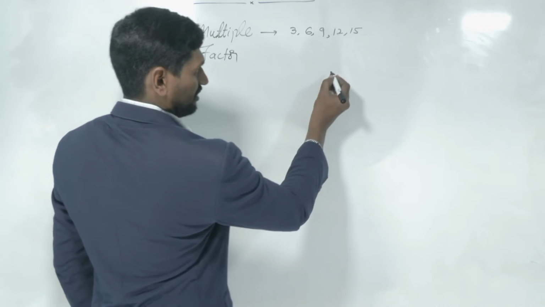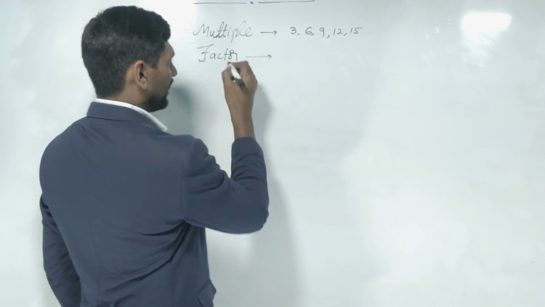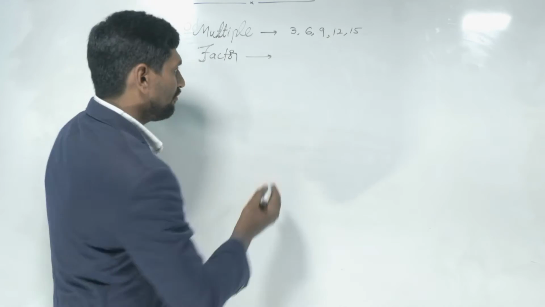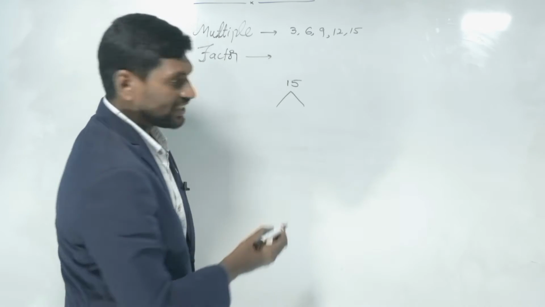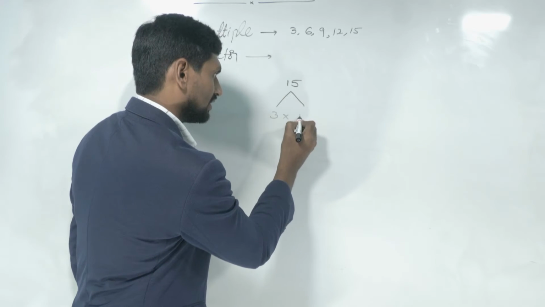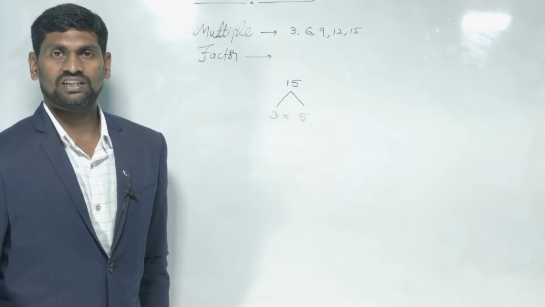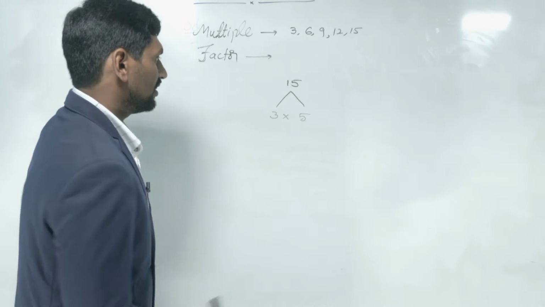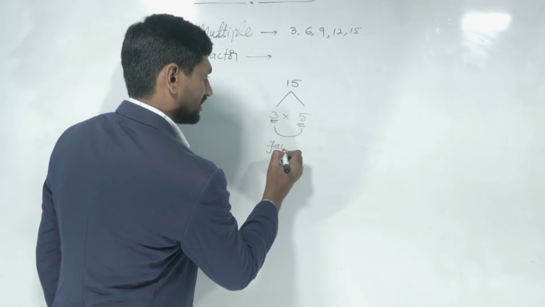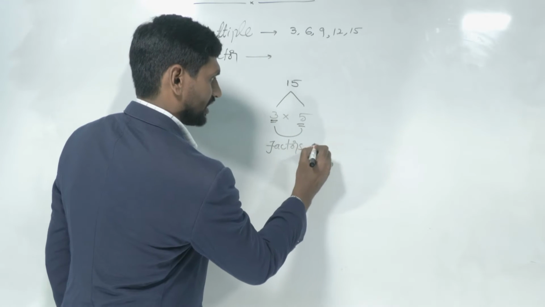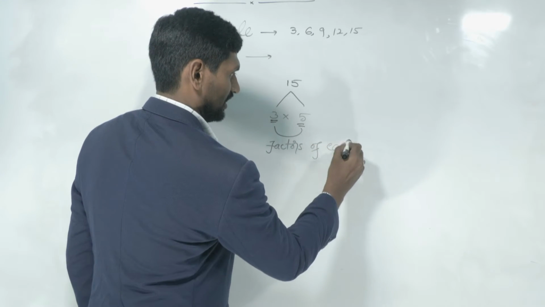Now I am taking an example for factor. Factor means, if I take 15, I can write it as 3 fives are 15. Here 3 and 5 are factors of each other.